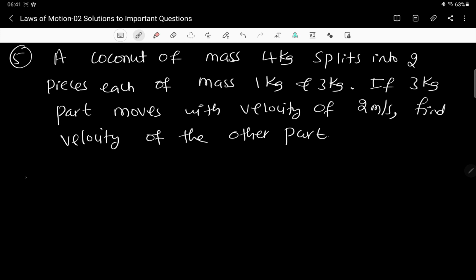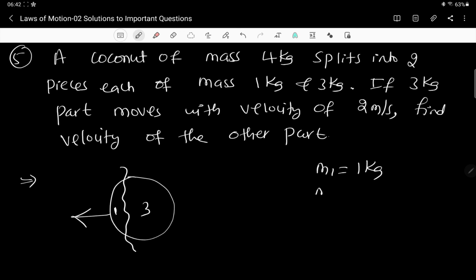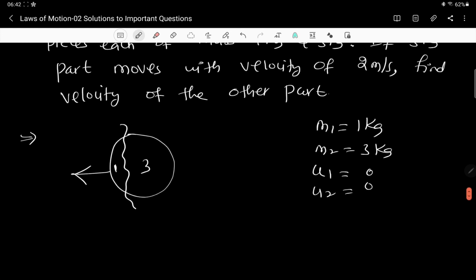Okay, now there is a coconut. So here is the coconut, and what is the mass of this coconut? I mean 4 kg. Now this splits into two pieces. For example, it got split. Now one is 1 kg, another is 3 kg. It will move with some velocity, correct, no? So let me call m1 is equal to 1 kg and m2 is equal to 3 kg. What were their initial velocities? Initial velocities were 0, no? Why were they 0? Because they were inside this coconut. I mean, they were not moving, so that's why initial velocities are 0.